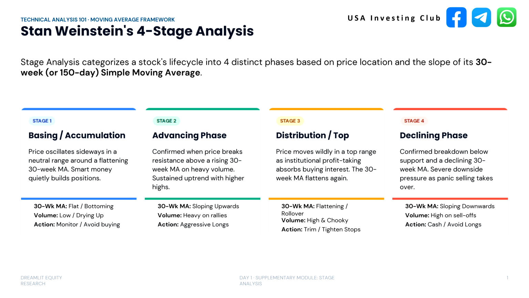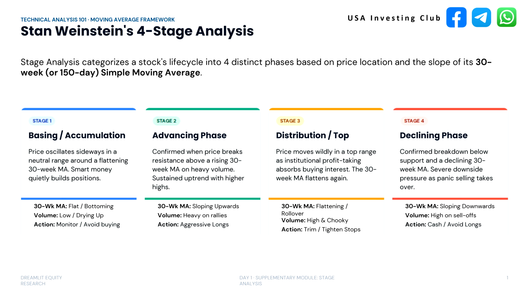Stage 3 is distribution, or the top. Price moves wildly within a top range as institutional profit-taking absorbs incoming buying interest, and the 30-week moving average flattens out again, mirroring the basing phase in reverse. And stage 4 is the declining phase. A confirmed breakdown below support, with a declining 30-week moving average, brings severe downside pressure as panic selling takes over.